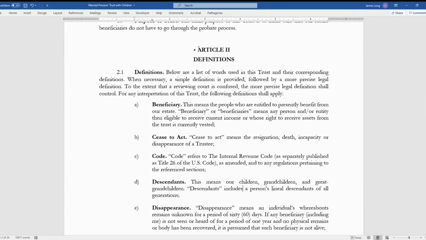I wanted to point out that Article 2 is the definitions. If there's a term in the trust in the template that you don't understand, go to the definitions. And I've included two types of definition. If you look here, when necessary, I've included a simple definition followed by a more precise legal definition. And this is for two purposes. One, I want the simple definition to be easily understood by you, but I want a precise legal definition to be understood by a lawyer or a court if in the future it ever has to be reviewed by a lawyer or a court. So that's why I've done it that way. And I'll give you an example.